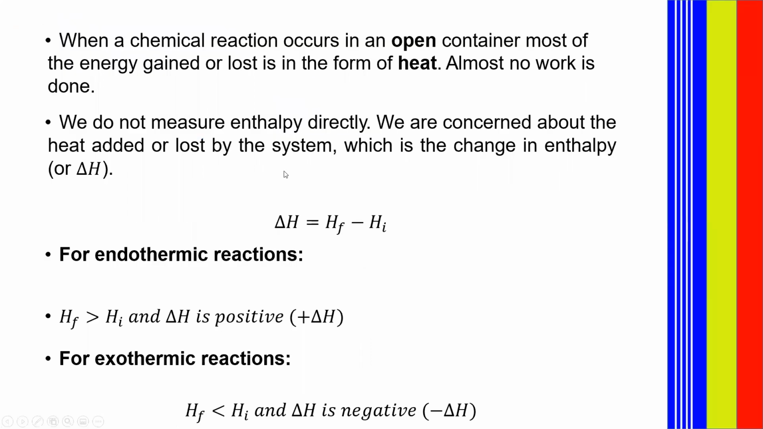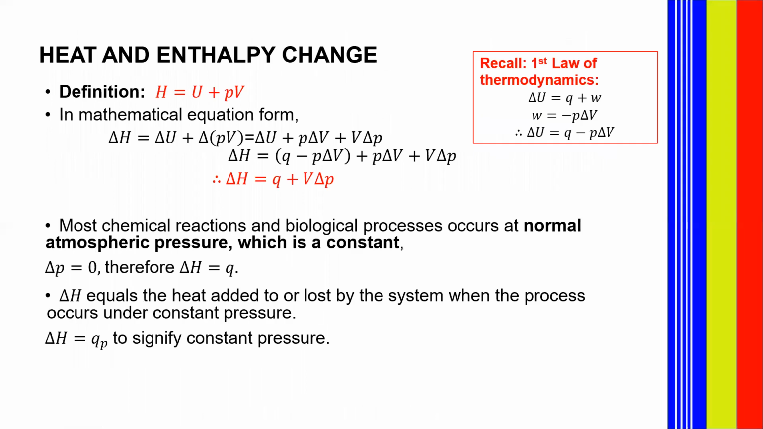Right. So usually we don't measure enthalpy directly. We're concerned with the change in enthalpy, delta H, and delta H is equivalent to H final minus H initial. So for an endothermic reaction, the delta H will be positive. And for an exothermic reaction, where heat is being released, the delta H will be negative. And I'm sure this is not the first time you have heard the terms endothermic and exothermic reactions.